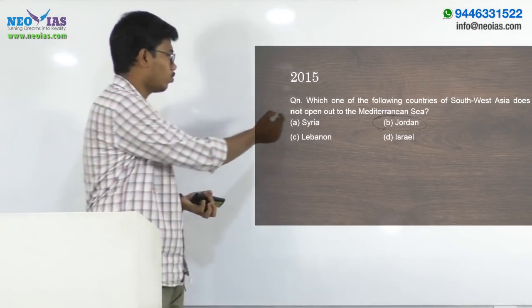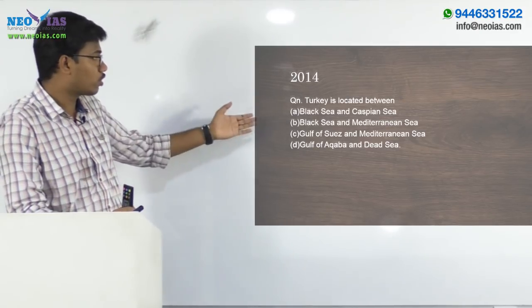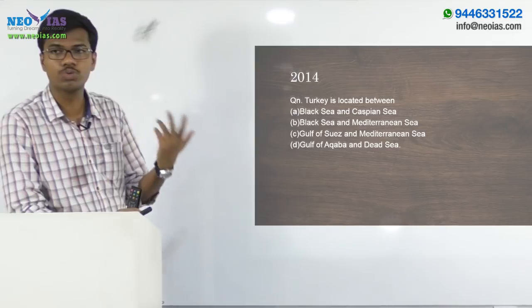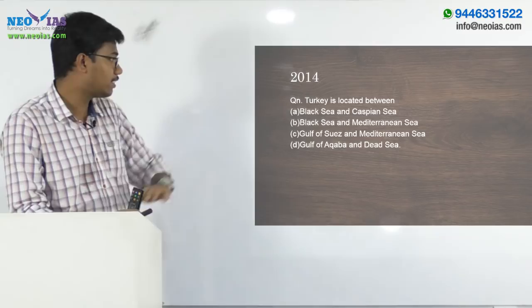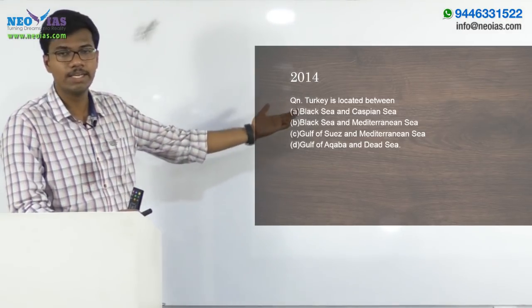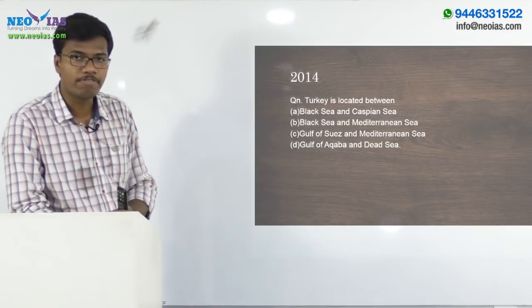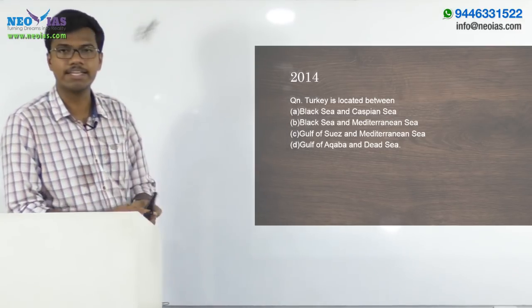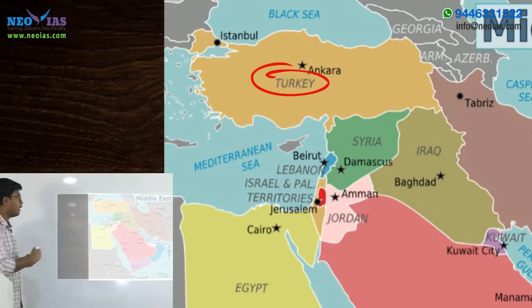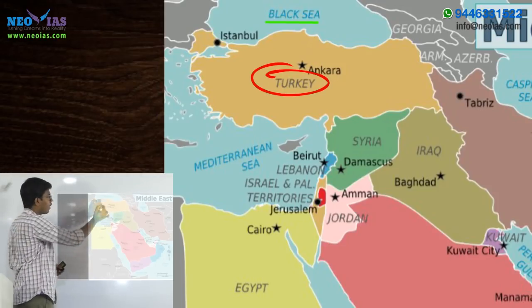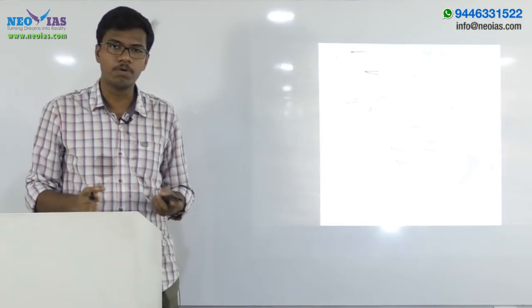So, there is a note in that question. In 2014 prelims, UPSC asked us a question something like this: Turkey is located between which 2 seas? Option A, Black Sea and Caspian Sea. Option B, Black Sea and Mediterranean Sea. Option C, Gulf of Suez and Mediterranean Sea. Option D, Gulf of Aqaba and Dead Sea. Now, from the map we can find out that the answer is Black Sea and Mediterranean Sea. So, look at the map of West Asia again. Turkey is located between which 2 seas? The Black Sea and the Mediterranean Sea. I hope now you have got an idea about the West Asian map.